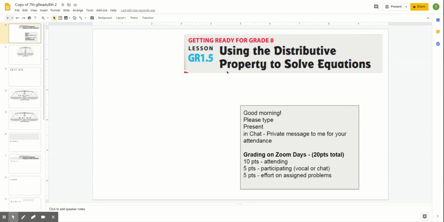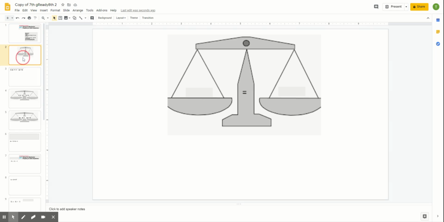All right, today's lesson is using the distributive property to solve equations. So just taking a step back, we looked at solving equations the other day and the whole idea of a balance where one side is equal to the other. And I think if you really use this visualization to work on these problems, it's going to help you, because I'm going to show you a couple of mistakes that I saw when doing this.